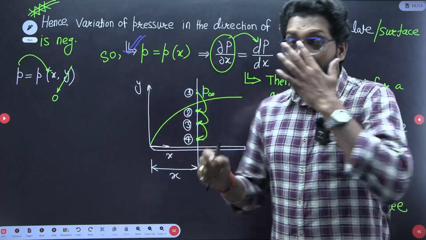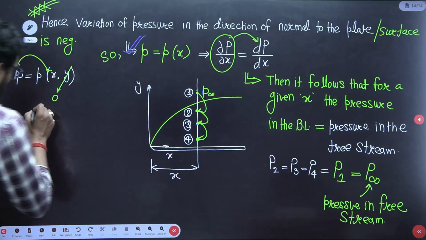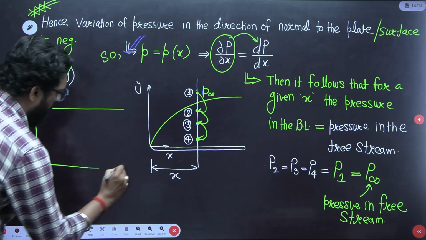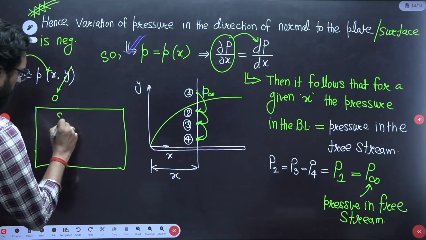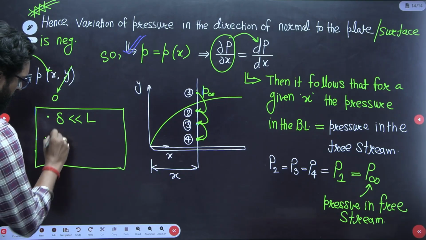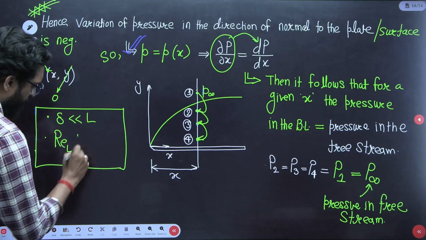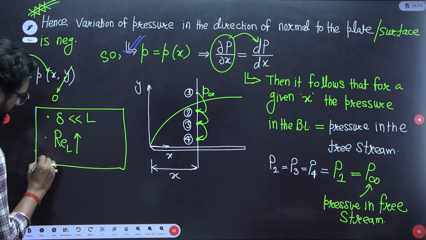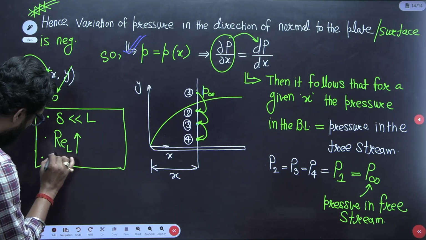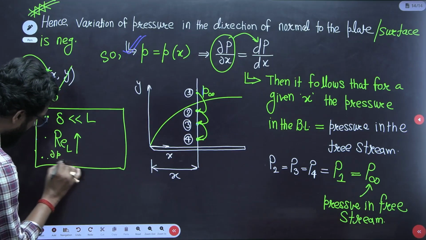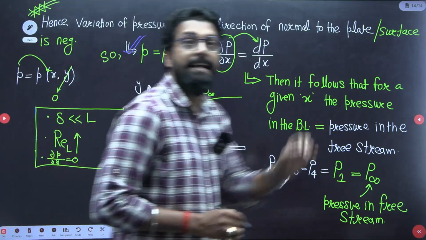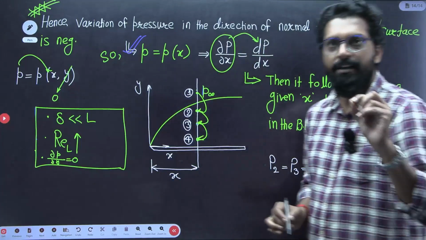So what is the conclusion then? For the y momentum equation, these things are very important. First, delta is much less than L. Second, Reynolds number is very large. And third, dou P over dou Y is equal to 0. That means pressure is not varying. These are today's lecture conclusions.